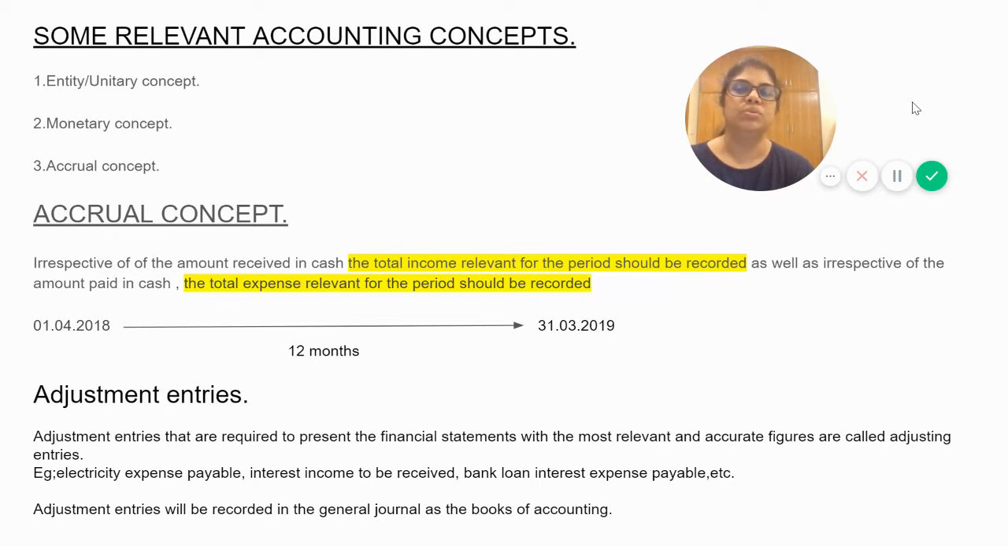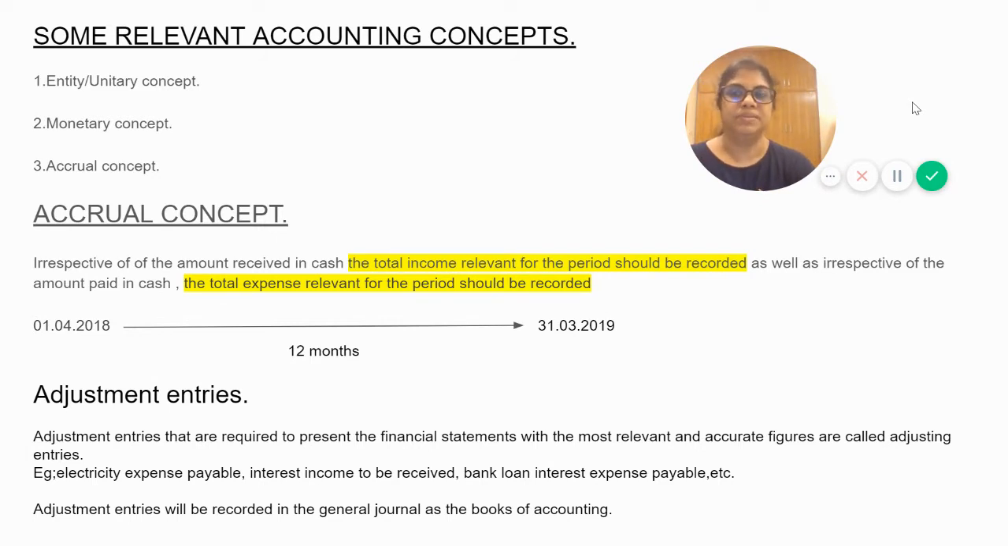Then number two is the monetary concept. As I have told you earlier, only the transactions which we can measure in terms of money will be considered when we are preparing the financial statements. So the monetary concept, or the cash concept, is that. Thereby, when preparing the two financial statements, on top of each we mention the type of currency. In our case, we have put rupees. So that is the second concept.